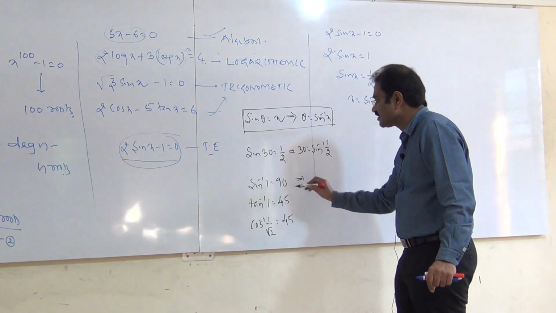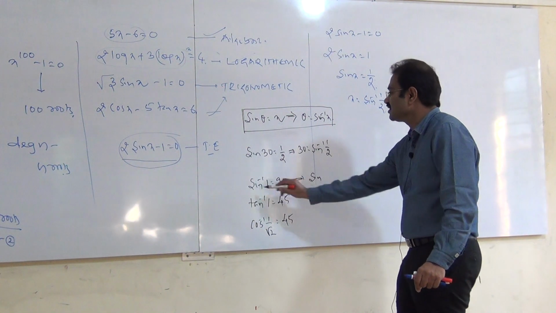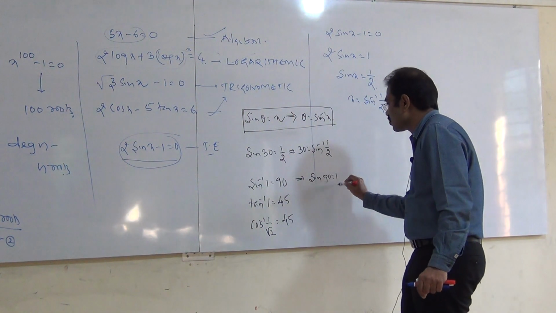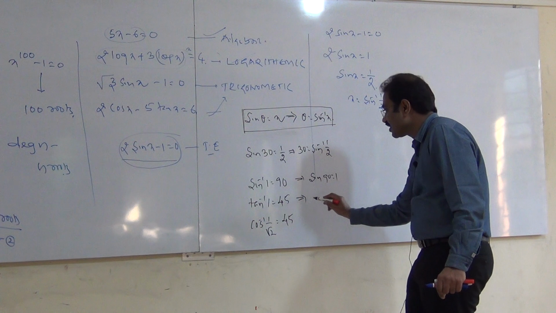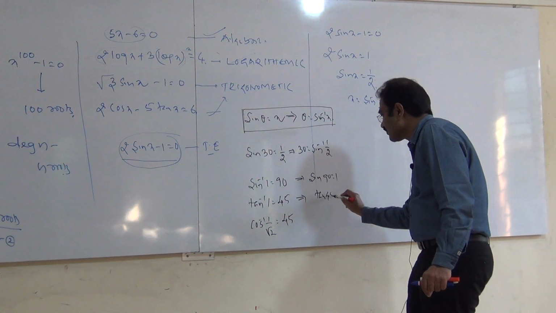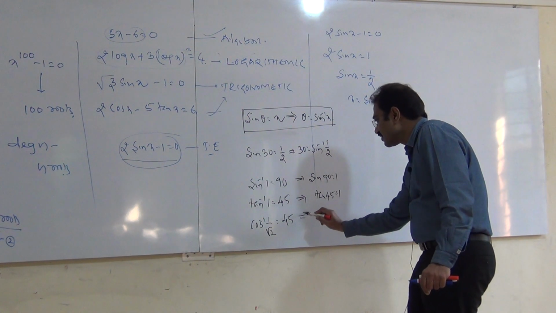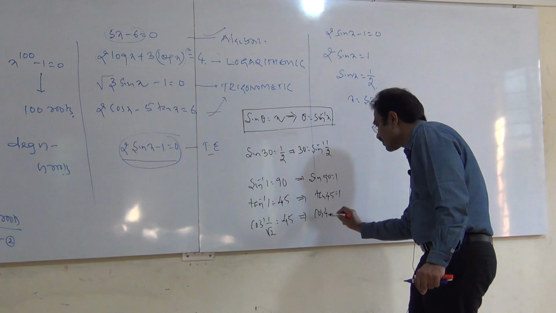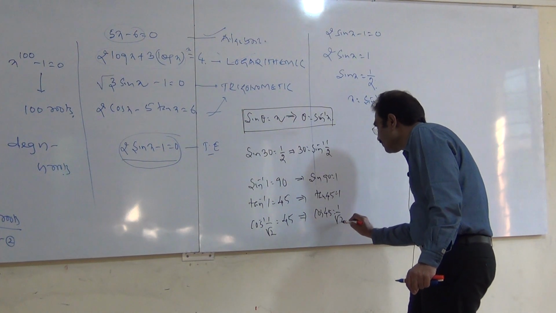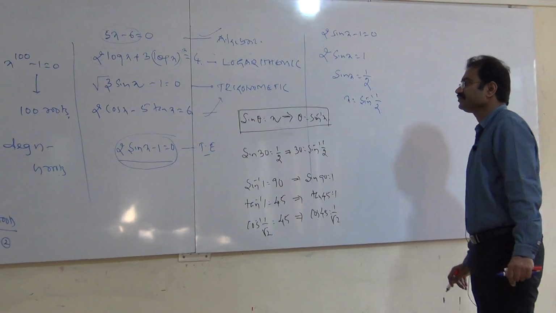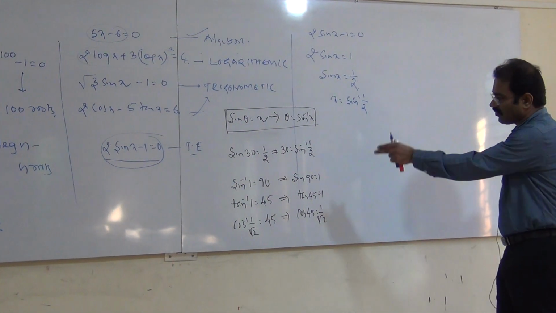If you write in a systematic way, the same thing: sine of 90 is equal to how much? 1. And tan of 45 is equal to 1, and cos of 45 is equal to 1 by root 2. Fine. So this is the discussion.